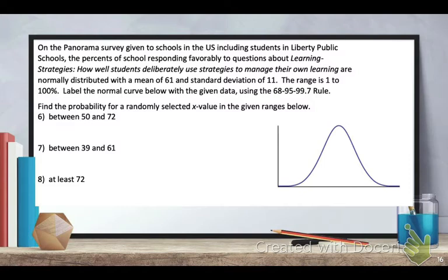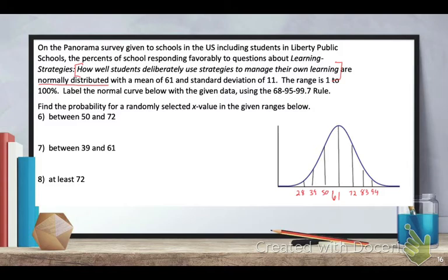Now, on a survey given to schools in the U.S., including LPS, the percents of schools responding favorably to the question, how well students deliberately use strategies to manage their own learning, are normally distributed with a mean of 61 and a standard deviation of 11. So hopefully you labeled your curve to look something like this. You would have 61 in the middle, you would have 3 marks above and 3 marks below for our standard deviation, and then we would add 11 and subtract 11 to get each of those standard deviation labels.